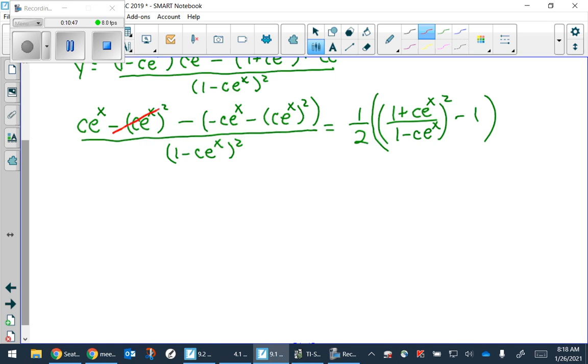I think that is negative, and when we subtract a negative, I believe those are going to be canceled out. What are we going to be left with on the top? Two c e to the x over 1 minus c e to the x, being squared, equals 1/2.